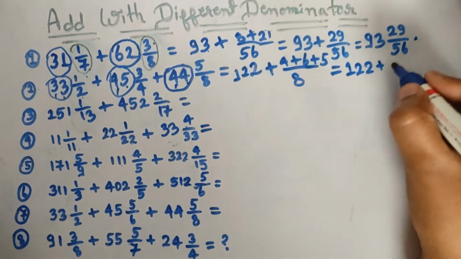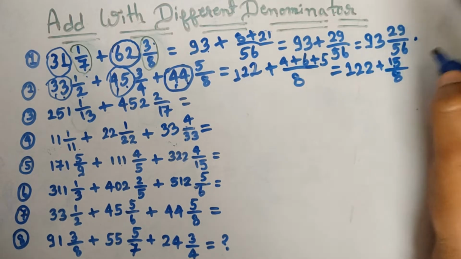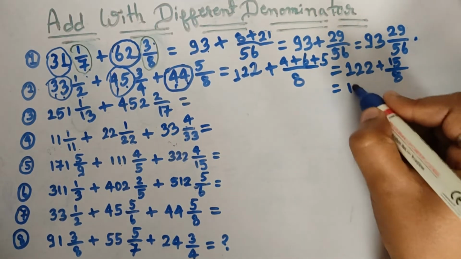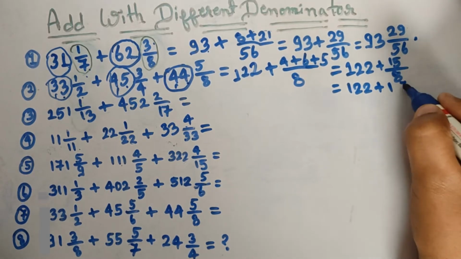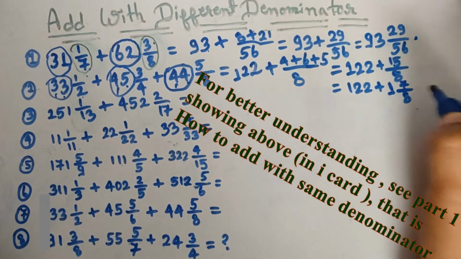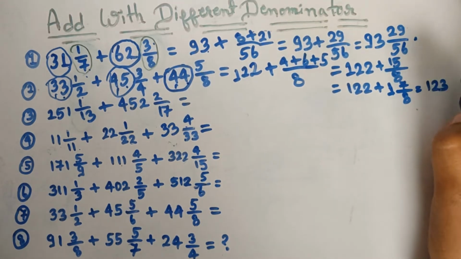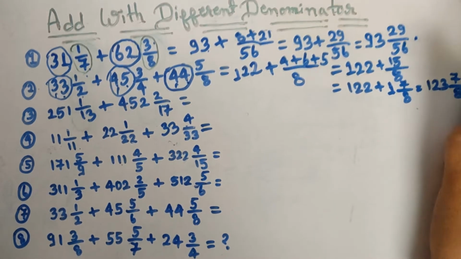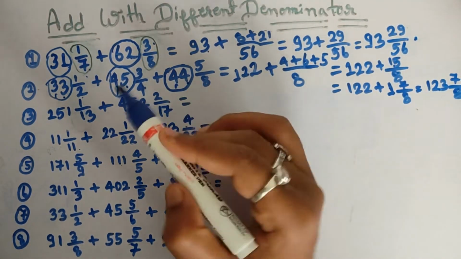5 plus 6 is 11, plus 4 is 15 by 8. As you know, 15 is greater than 8, so we can write it as 122 plus 1 and 7 by 8. So the final answer is 123 and 7 by 8. Let's come to the next question.